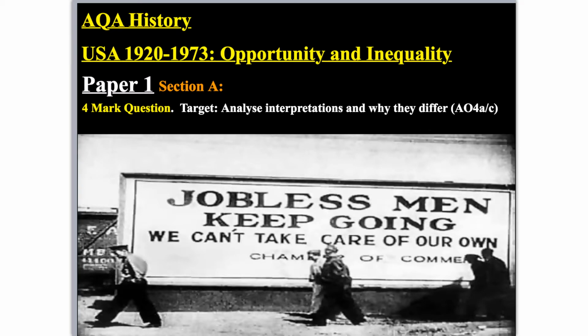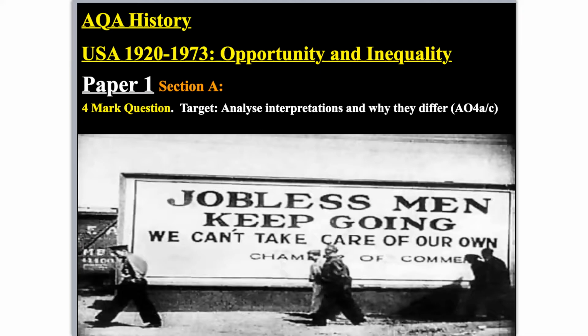Right, so in this webcast we're going to focus on the topic USA 1920 to 1973, which is in Paper 1, Section A of the GCSE exam. We're going to specifically look at the 4-mark question focused on analysing interpretations and why they differ.